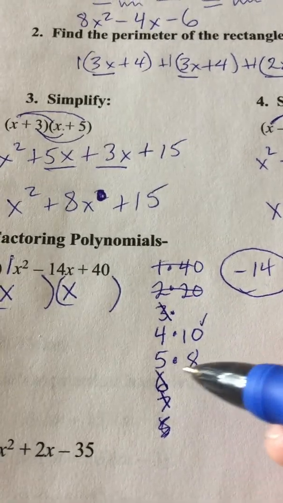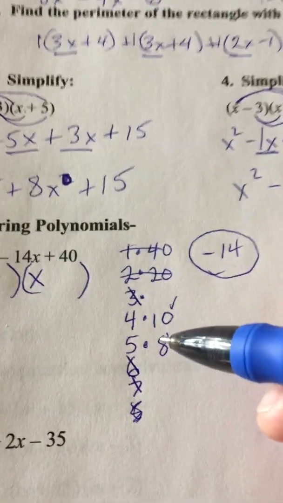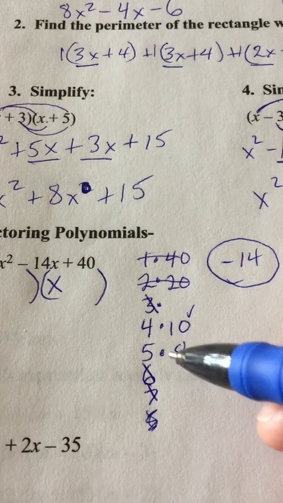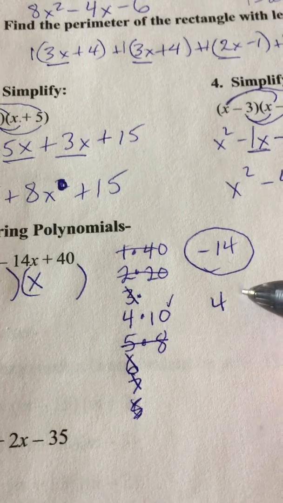If I add these, because 5 plus 8, don't stop with the first one that works, because you may get two pairs that will work, and then you do have to try both pairs. But 5 plus 8 is 13, not my number, and if I subtract them, I get a 3, so not that one. So 4 and 10 are the two numbers. So I write them down where I can see them.